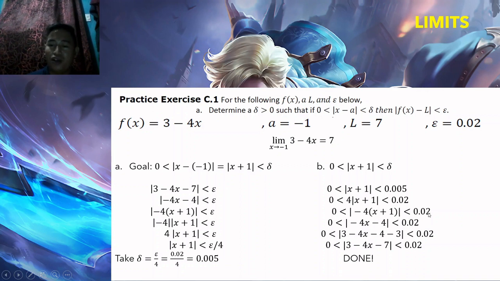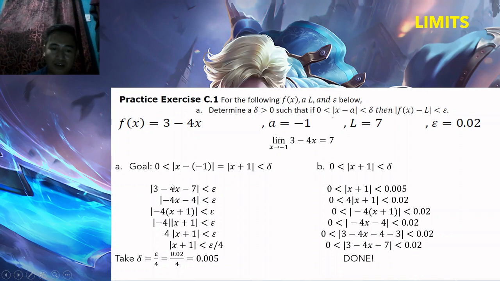less than 0.02. So times negative 4, so negative 4x and then negative 4. Okay, after that, class, we put 3 here, then minus 3 on the other side, so it's like adding 0. Okay? So we have a 3 here, class, because the start is 3, right? In our f of x, which is 3 minus 4x. So 3 minus 4x plus, so minus 4 minus 3 is minus 7.